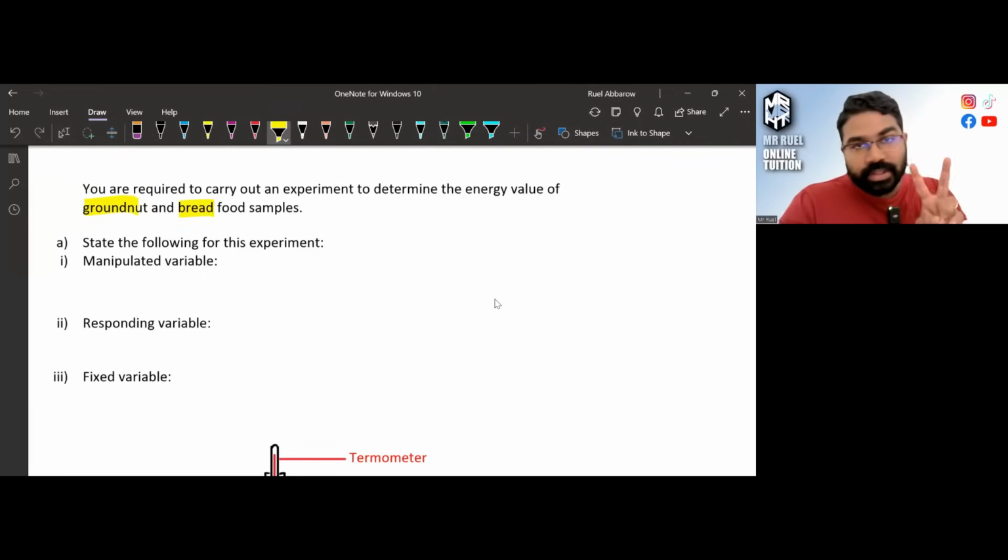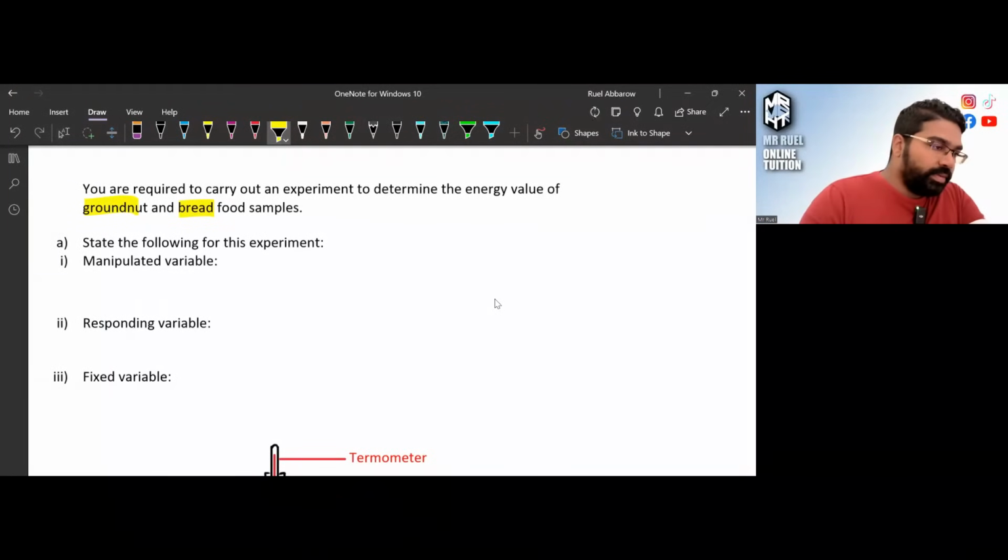Okay, so we have two food samples here, groundnut and bread. Immediately, you must know groundnut has a high lipid content. Okay, bread has a high protein content, and also bread has a high carbohydrate content, right? Okay, state the following for this experiment.